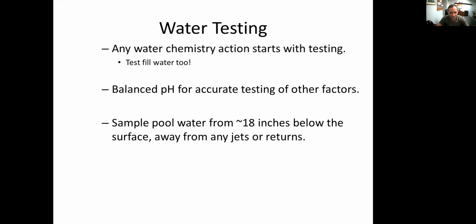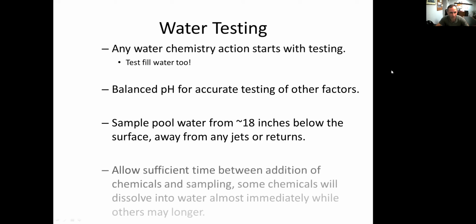You want to sample your pool water away from any returns or moving water, and about 18 inches below the surface, to get a sample that's thoroughly mixed, not anything that's going right into the filter or coming out of the returns, as it could be a little bit different result.